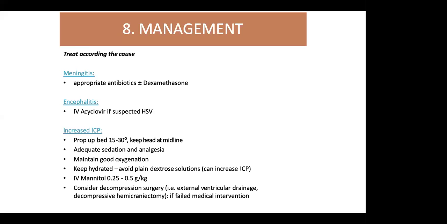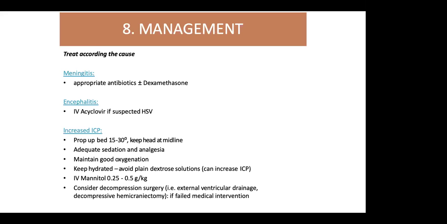And for management of increased ICP, first we must prop up the bed at 15 to 30 degrees and keep the head of the patient at midline. And then we give adequate sedation and analgesia so that the patient is more relaxed. And then maintain good oxygenation. We must also keep the patient hydrated, but bear in mind to avoid any plain dextrose, for example 5% dextrose, because a hypoosmolar solution can result in further increase in ICP.